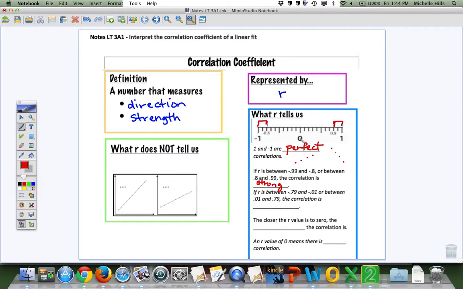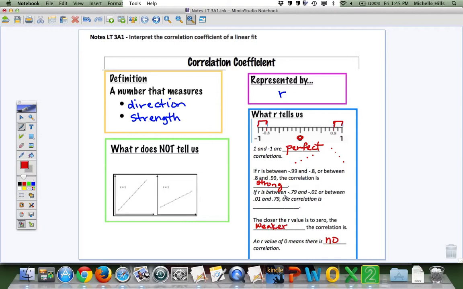And then if it's 0, I'm going to skip down. If it's 0, it's right in the middle, there is no correlation. If I look at a scatter plot of no correlation, it's going to look kind of like a shotgun blast. The points are going to be everywhere, and I couldn't even imagine how I could draw a line of fit through those points. The closer it is to 0, the weaker the correlation is.